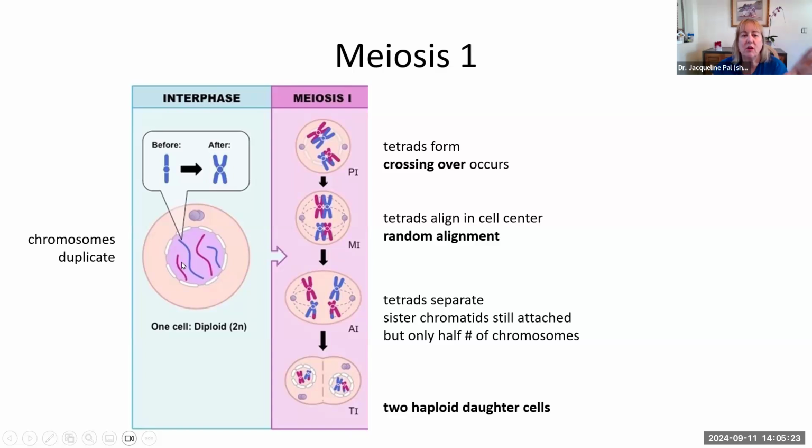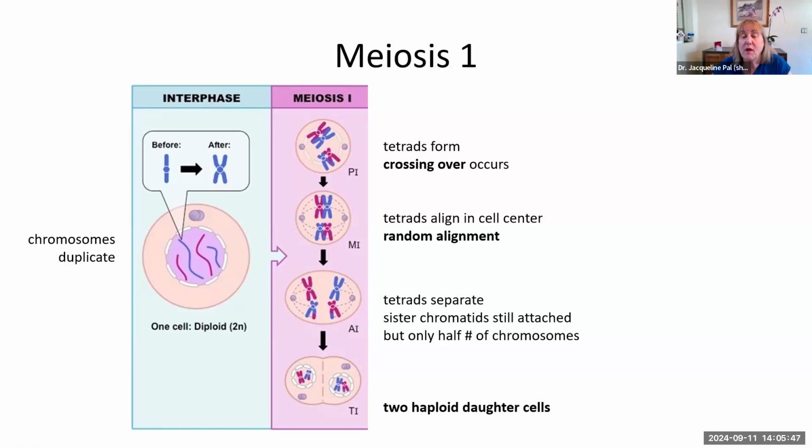Okay. So we started with a diploid cell. And at the end of meiosis 1, we end up with 2 haploid cells because we have telophase with cytokinesis. We end up with 2 daughter cells, each of which are N or haploid. So that's the end of meiosis 1.